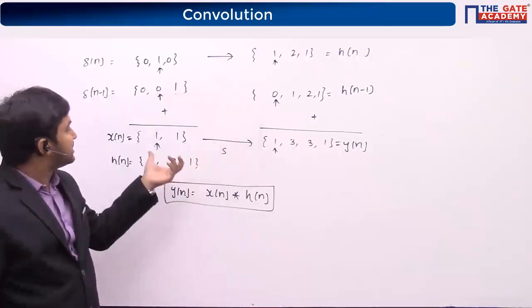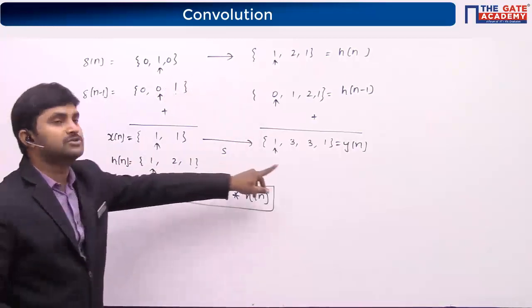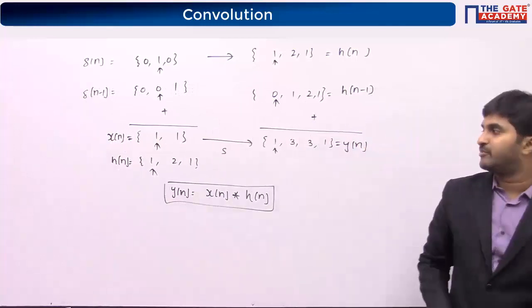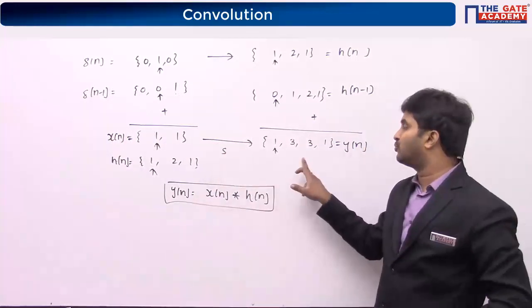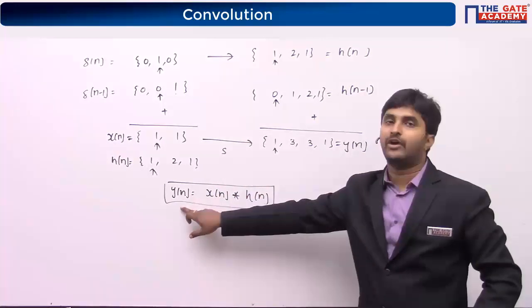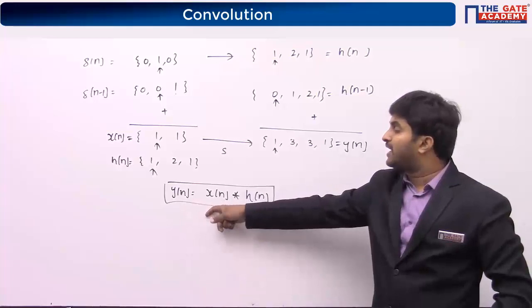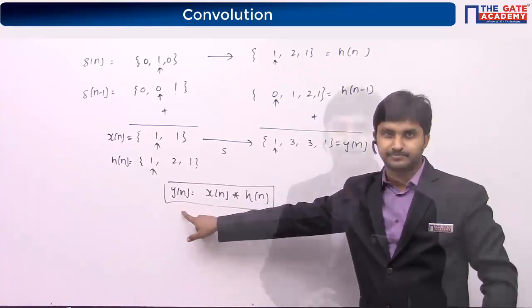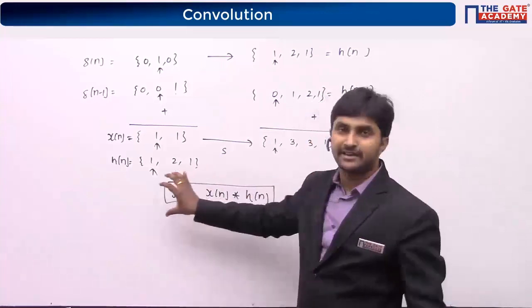The relation that we have between input, impulse response and output is what we call convolution: x of n convolved with h of n gives y of n. So we have to apply the operation of convolution to get this particular output. This is something that we have learned separately, correct?